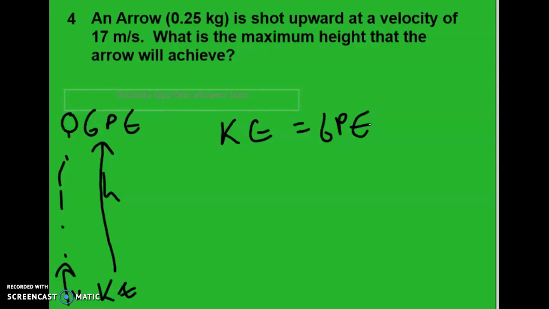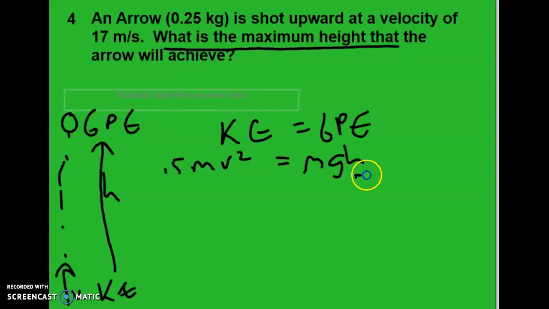So let's go ahead and write in our formula here. Kinetic energy is equal to 0.5 mv squared, and this is equal to mgh. Now, I'm going to be looking for h, the maximum height that it goes to. That's my unknown variable.